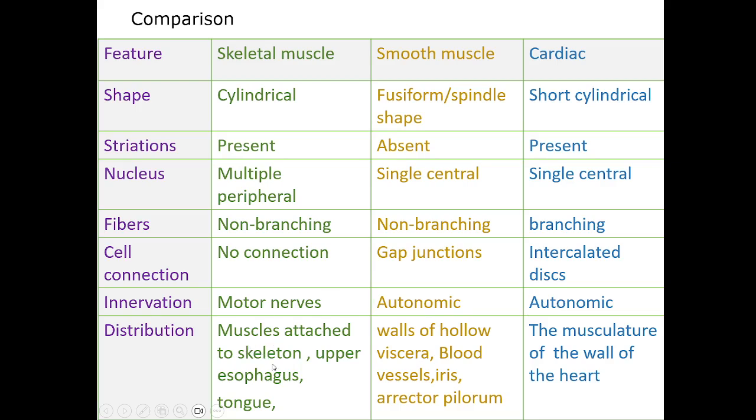Skeletal muscles are attached to the skeleton, and can be seen in the upper esophagus, in the tongue. You can see them in the eyelid, in the lip. Smooth muscle is present in the hollow viscera, blood vessel wall, iris, erector pilorum. Cardiac muscle is forming the musculature of the wall of the heart.